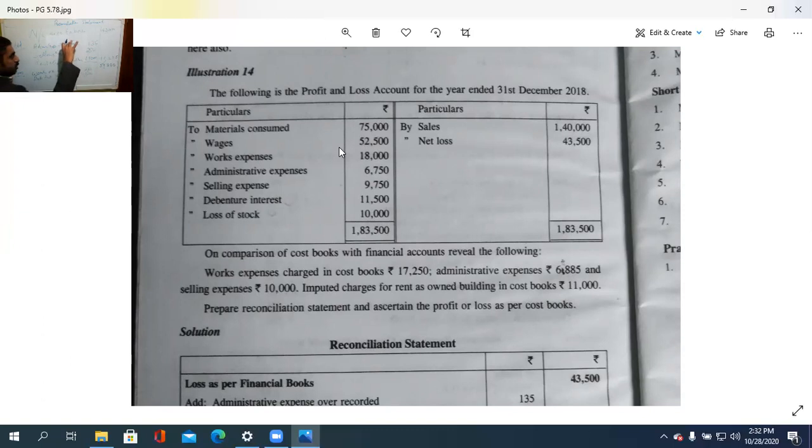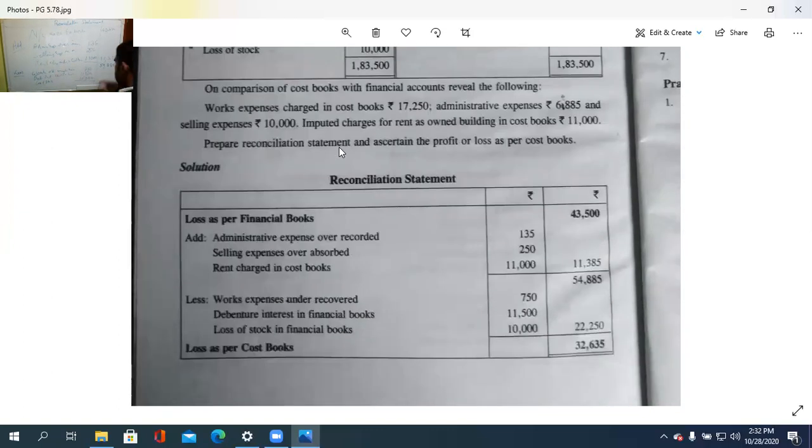അപ്പൊ ഇവിടെ ഓവർ റെക്കോർഡ് എന്തുണ്ടോ അതെല്ലാം ആഡ് ചെയ്യണം. അണ്ടർ റെക്കോർഡ് എന്തെല്ലാം ഉണ്ടോ അതെല്ലാം ഡിഡക്ട് ചെയ്യണം. ദെൻ ലോസ് ഓഫ് സ്റ്റോക്ക് എത്രയാണ്? ഇറ്റ് ഈസ് 10,000. So 10,000, 11,500. So 21,500 plus 750, 22,250, isn't it? Yes, 22,250. So 54,885 minus 22,250. How much? 32,635.